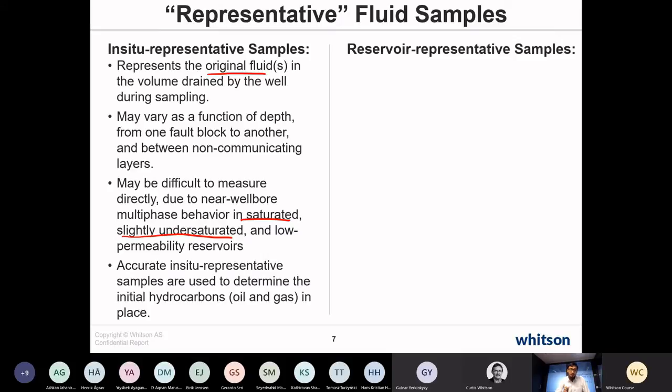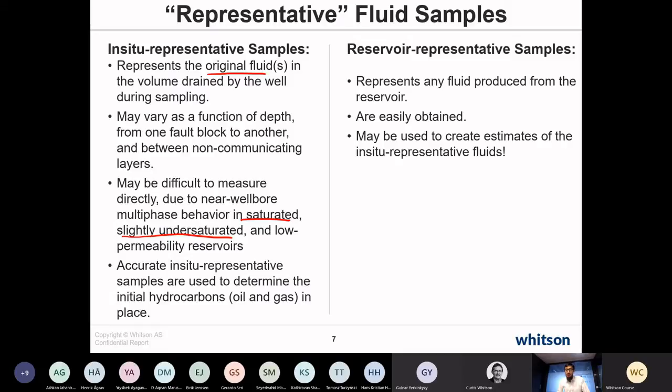Yeah, and that's something we have already gone through: accurate in situ representative samples are used to determine the initial hydrocarbons, oil and gas in place. On the other hand, reservoir representative samples represent any fluid produced from the reservoir at any given time in your field, and they are easily obtained. So you can collect samples at any point in the life of the reservoir.